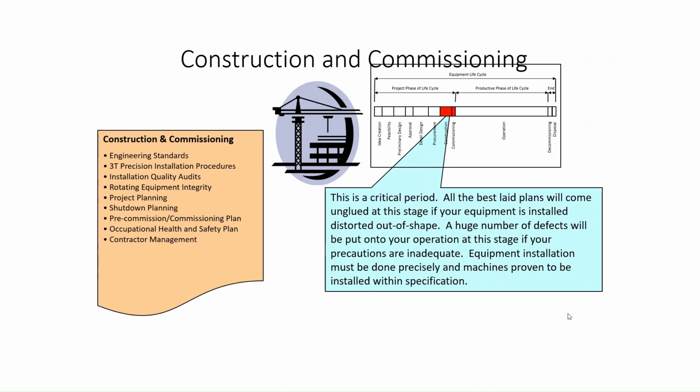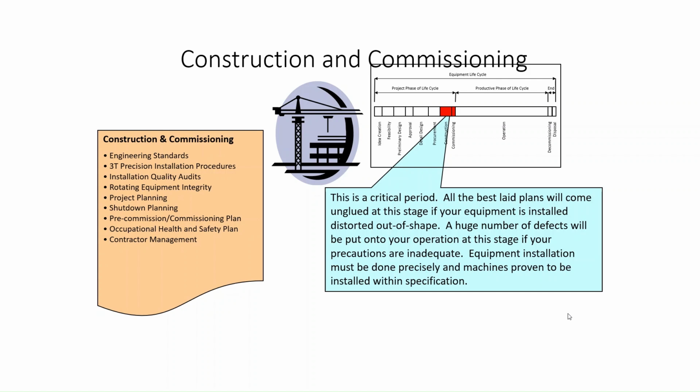Once the procurement activities are over, the next phase is construction and commissioning. Engineering standards. 3T precision installation procedures. Installation quality audits. Rotating equipment integrity. Project planning. Shutdown planning. Pre-commission/commissioning plan. Occupational health and safety plan. Contractor management.